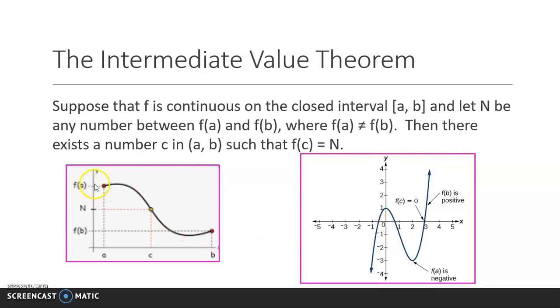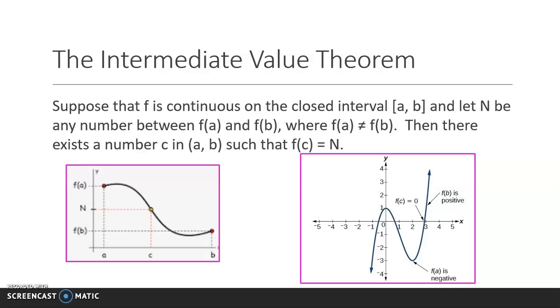And this is saying if I have like 16 up here and 5 right here, and I say 10 is in between, then there has to be a number over here, c, that's going to give me 10 when I put it in. That's what it's saying.